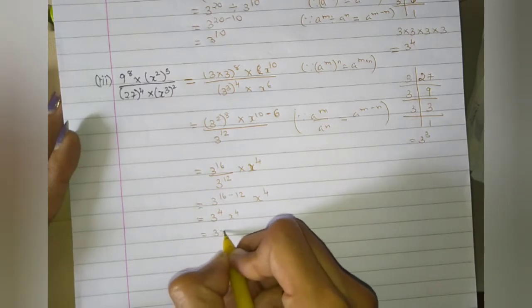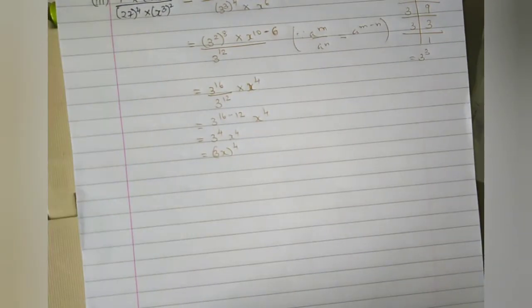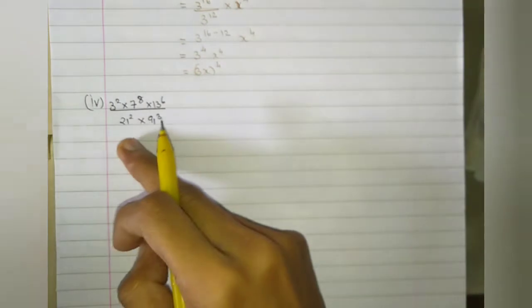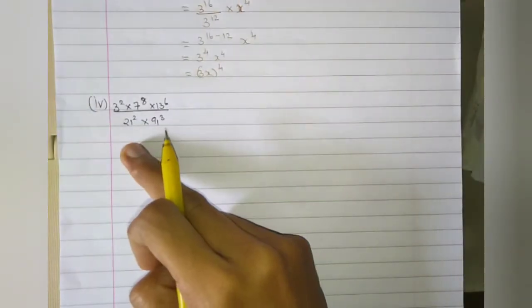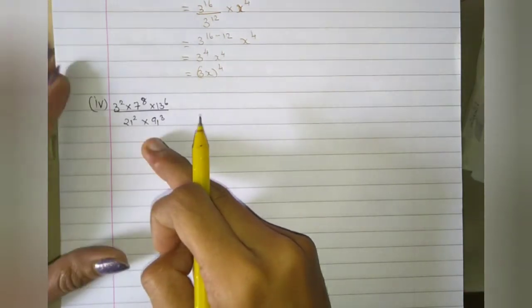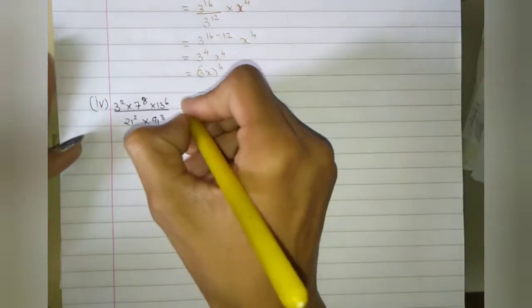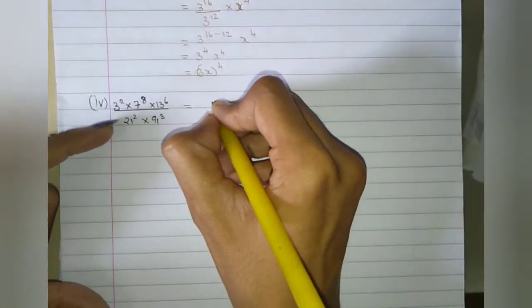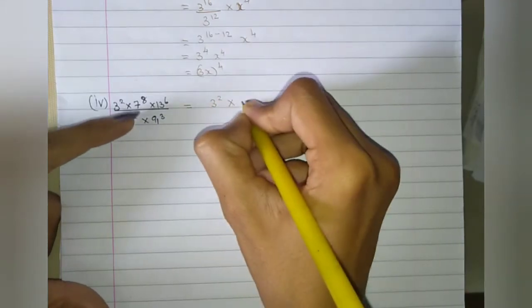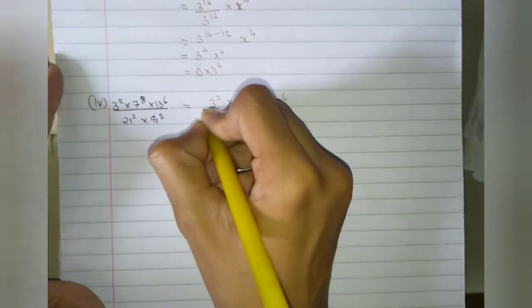Now power is common, so we can multiply it. So 3x raised to 4. Okay. Now fourth one. Now 3 raised to 2 into 7 raised to 8 into 13 raised to 6 upon 21 raised to 2 into 91 raised to 3. Now what we have to do? First of all, 3 raised to 2 as it is, multiply by 7 raised to 8 as it is, into 13 raised to 6 as it is.